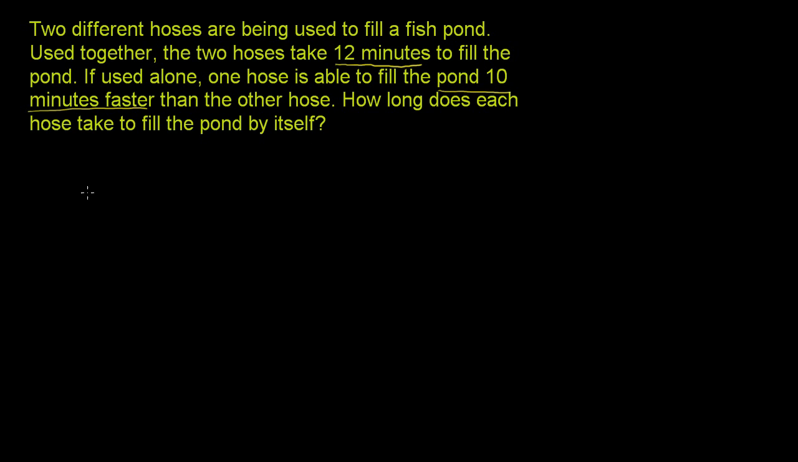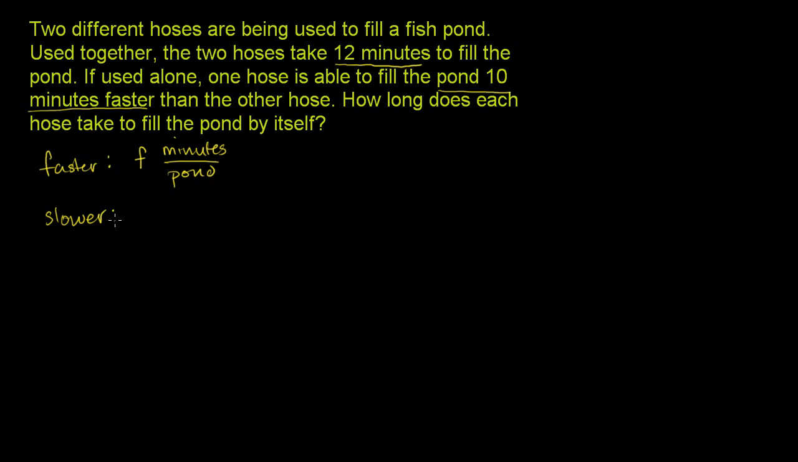So let's think about each of the hoses. We have a faster hose, and then we have a slower hose. And let's say that the faster hose fills the pond, let's say it takes f minutes per pond. f minutes per pond.